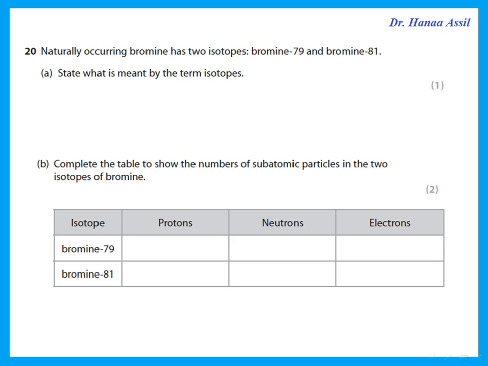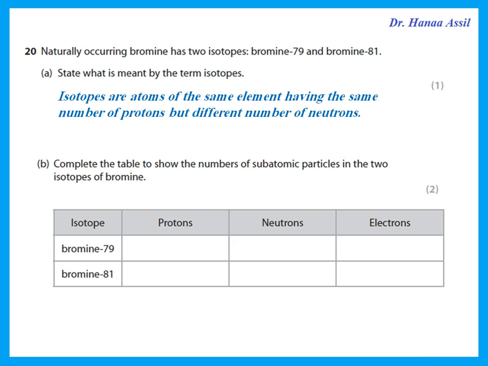Naturally occurring bromine has two isotopes. What is meant by isotopes? Do you remember the definition of isotopes? Isotopes are atoms of the same element having the same number of protons but different number of neutrons. Or you could say same atomic number but different mass number. Okay, complete the table to show the numbers of subatomic particles in the two isotopes of bromine.